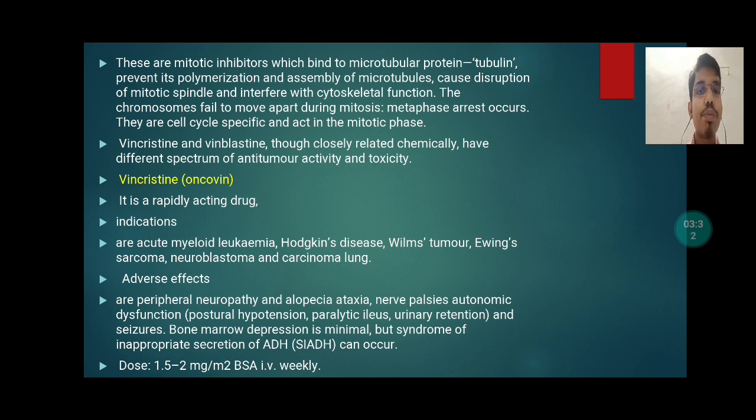It causes peripheral neuropathy, alopecia, ataxia, nerve palsy, and autonomic dysfunctions like postural hypotension, paralytic ileus, urinary retention, and seizures. Bone marrow suppression is minimal, but the syndrome of inappropriate ADH can occur.